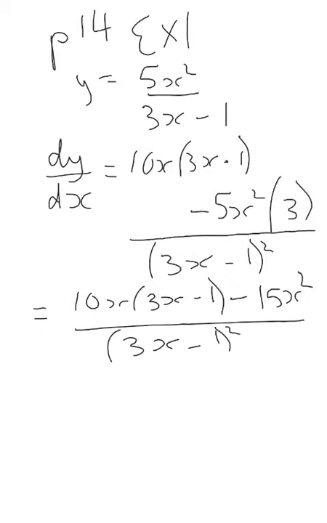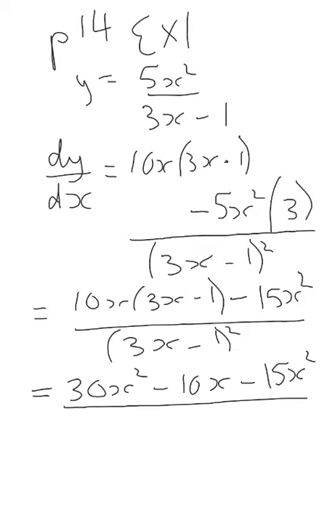Now it might be possible to simplify some of the terms in the numerator if we multiply out the brackets, so we'll do that just now. 10x multiplied by 3x is 30x squared. 10x multiplied by negative 1 is negative 10x. Then we subtract 15x squared. It was there already. Divide that whole lot by 3x, subtract 1, all squared.